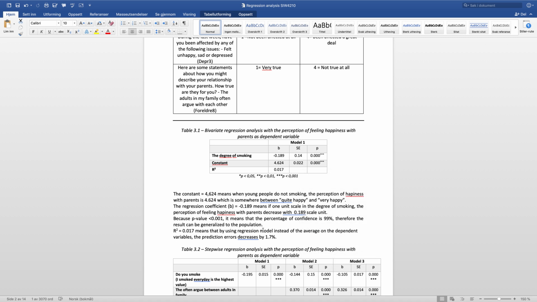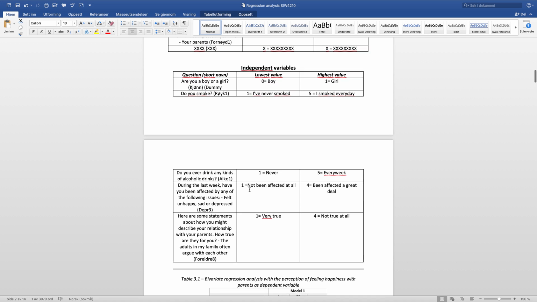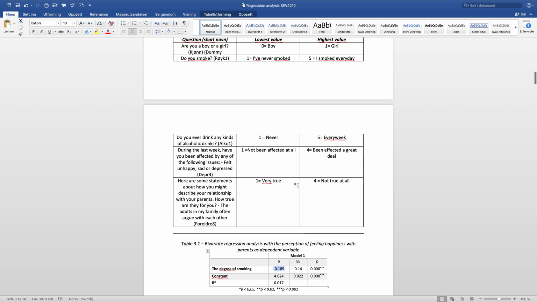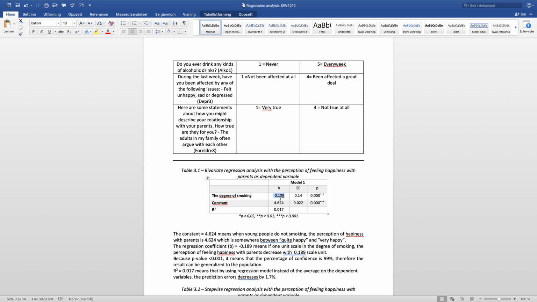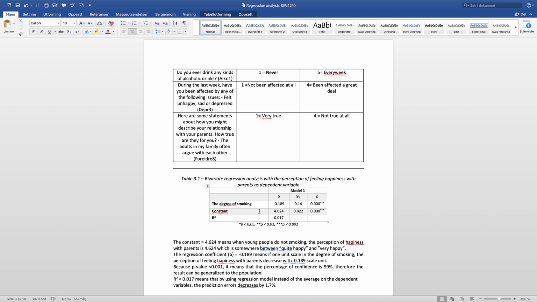And the student has also included some interpretation, which is nice, but I'll make my own interpretation. So, okay, this is a feeling of happiness with parents. As for those smoking, the degree of smoking is included as the independent variable, measured as 1 never smokes to 5 smokes every day. So what does it tell us? Well, when you go 1 scale unit up on smoking, towards smoking every day, the feeling of happiness with the parents decreases by 0.189 scale units, and it can be generalized to the population because it's significant.